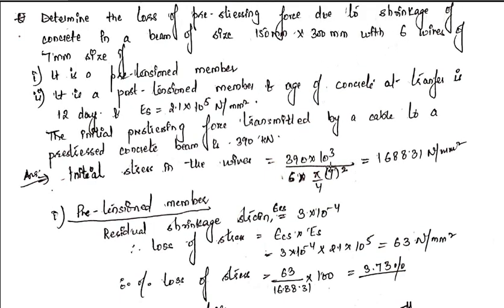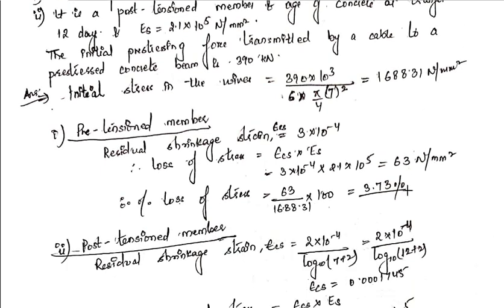The area of cross section of one wire will be pi by 4 into diameter whole square. If I multiply this area by 6, I will get the area of the total wires. So the total pre-stressing force divided by the total cross-sectional area of the wires will give you the total initial pre-stress that we have applied. The value will come out to be 1688.31 Newton per mm square. Now, coming back to the first part, the percentage loss of stress will be total loss divided by the initial pre-stress into 100. So this will come out to be 3.73%.